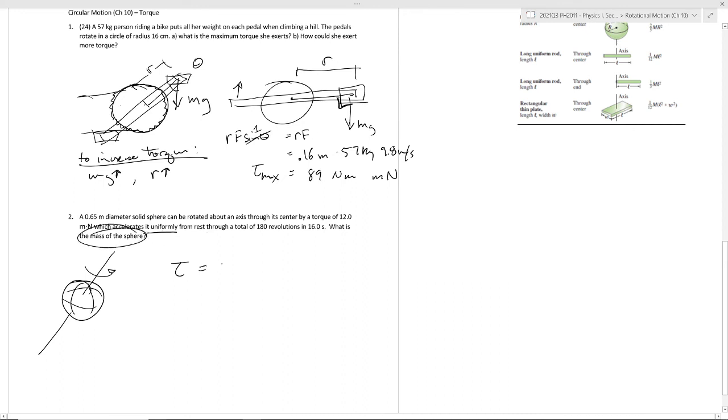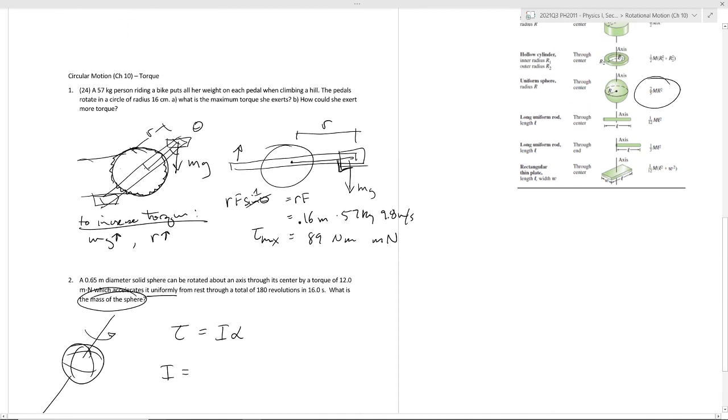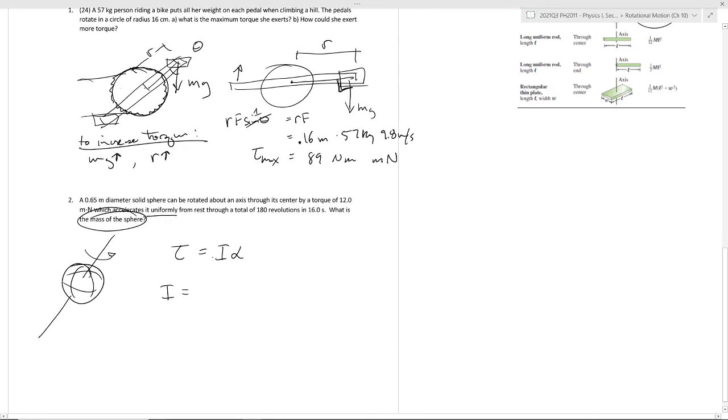So the torque in general is equal to the moment of inertia times the angular acceleration. We have information that we can use to get the angular acceleration. We can look up what the moment of inertia for a sphere is. We're given the torque, so we can find the mass by putting in the things that we know and then solving for the mass. So the first thing is, if we look up the moment of inertia for a sphere, it's actually up here in our chart. We can see that it's equal to 2/5 mr squared. So we'll make use of that, where r is the radius of the sphere.